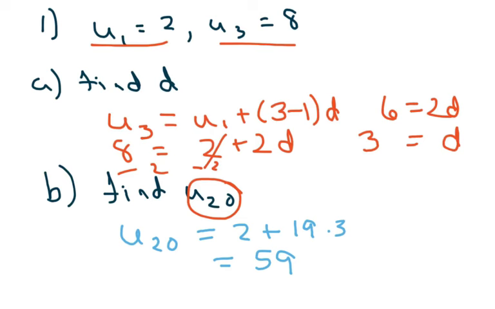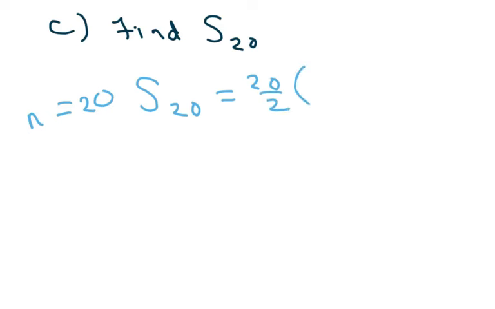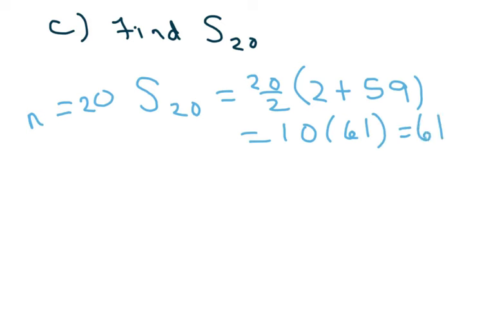And then they want to know what the sum would be. So the sum of all of this would be, your n is 20, 20 over 2, and my first term was 2, and my last term was 59, was it? Yeah, 59, which is 10 times 61, which equals 610.